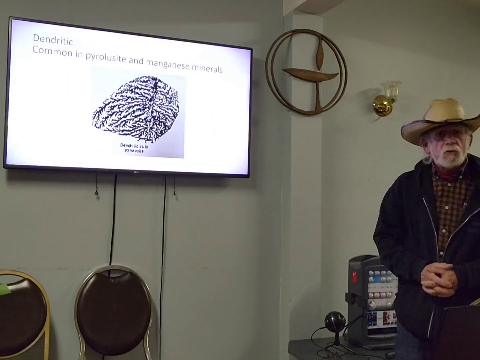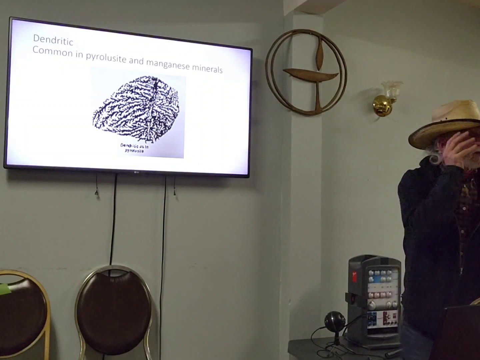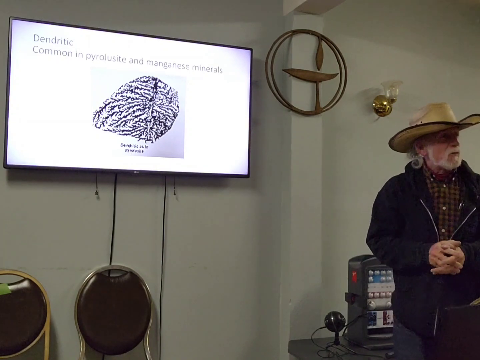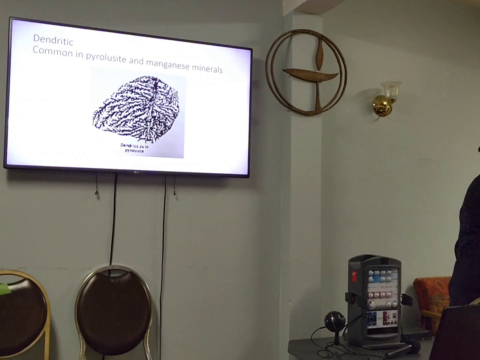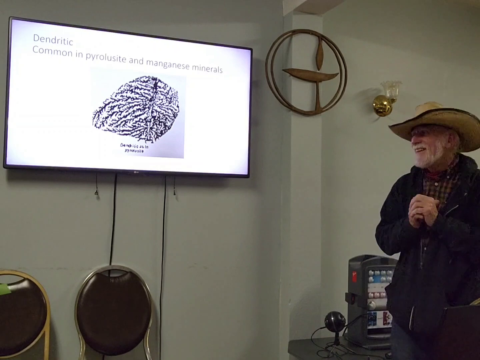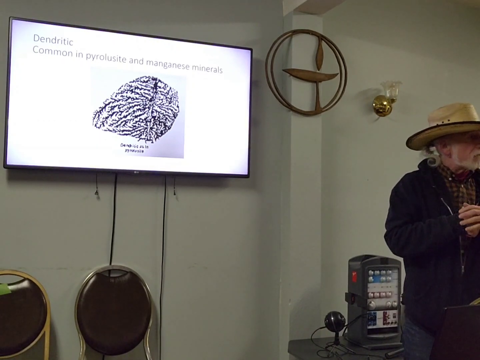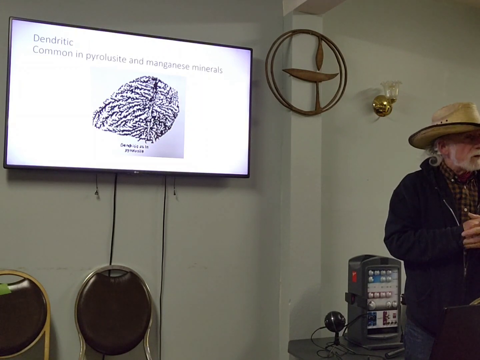Dendritic is like a tree form, sort of like when you're drinking too much and you can see your red eyes and you see these lines coming in from the sides. Or the veins in your hands when you're drinking too much. Does that ever happen? Not me. No. But this is a typical manganese crystal, and you probably have seen it in many rocks and many quarries.